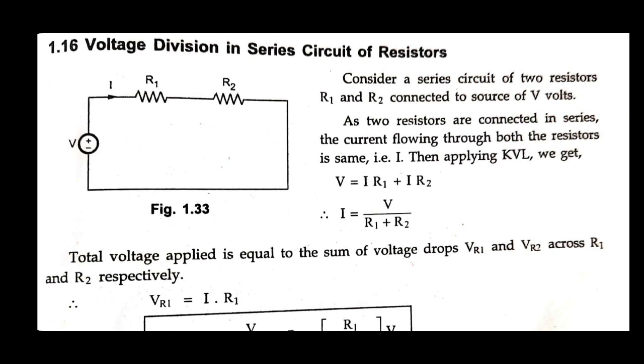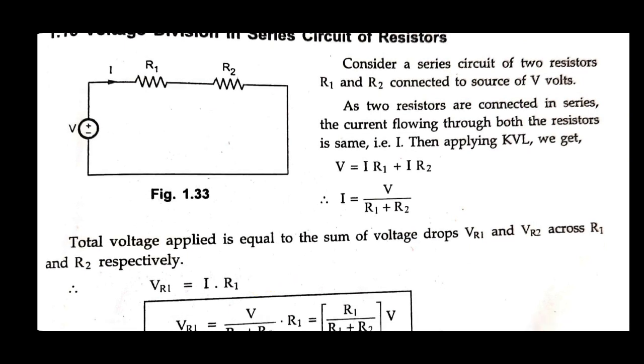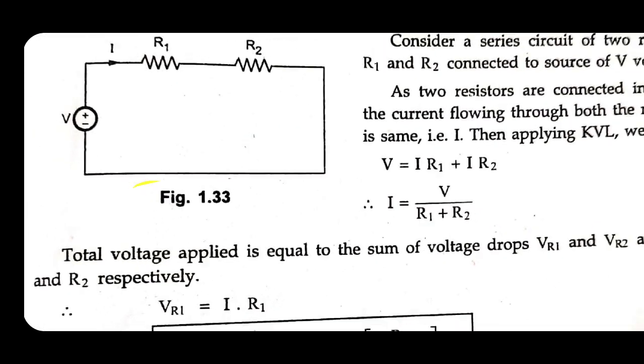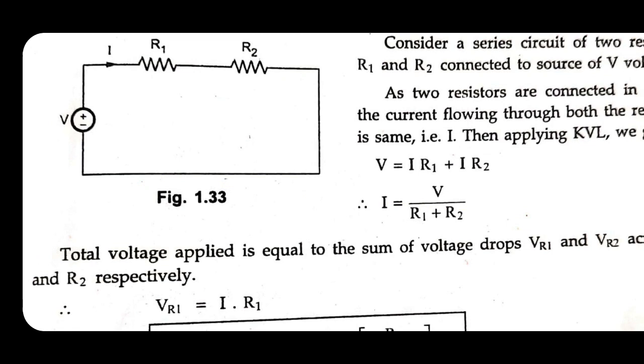By using Ohm's law we know that V is equal to I into R. In the two resistances R1 and R2 the same current is flowing. So the voltage across R1, VR1, is equal to I into R1, and VR2 is equal to I into R2. Now applying KVL, V is equal to I into R1 plus I into R2. Therefore the total current I is equal to V upon R1 plus R2.